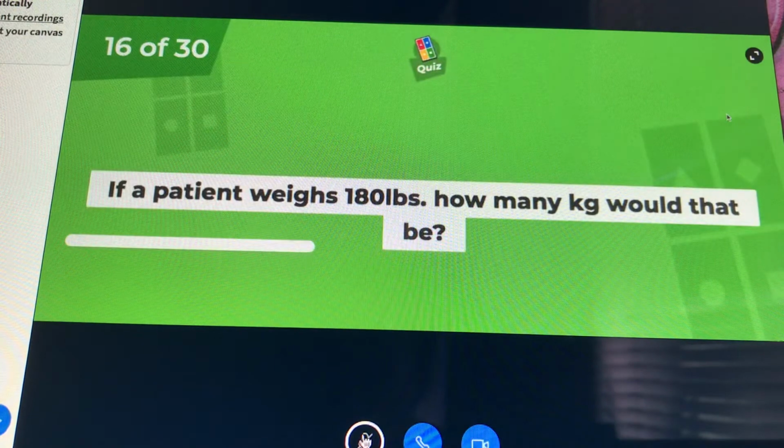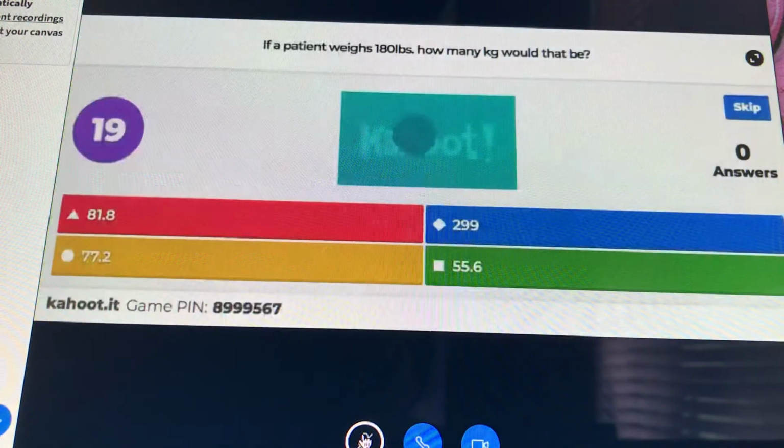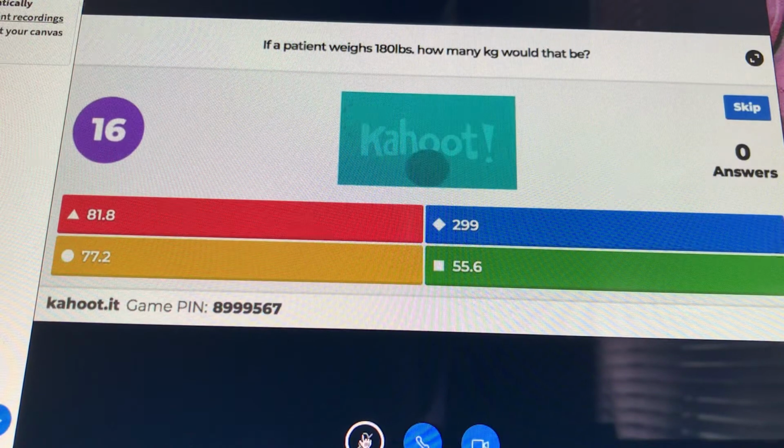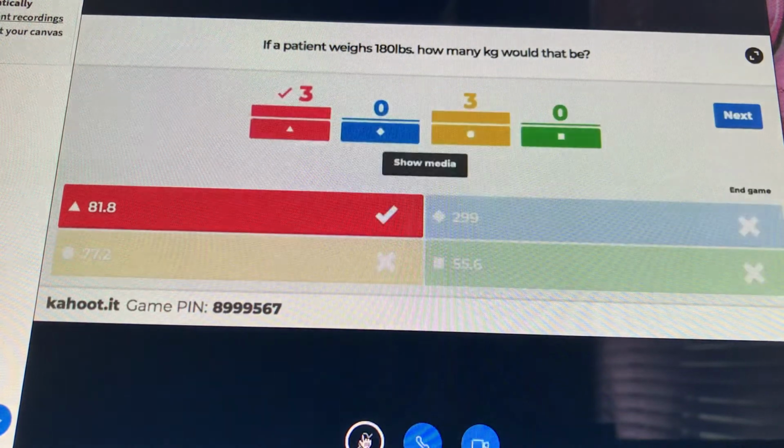If a patient weighs 180 pounds, how many kilograms do they weigh? That would be approximately 81.8. And as we recall before, if you try to just divide it by 2, your answer is going to be off. I know that wasn't a lot of time to do math, but what's your formula? How do you convert pounds to kilograms?